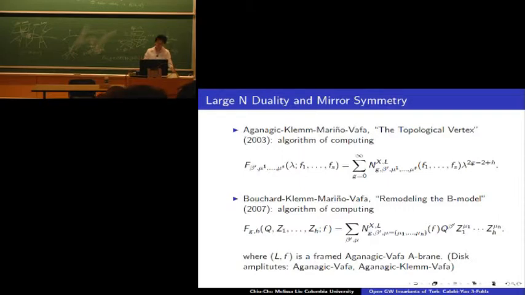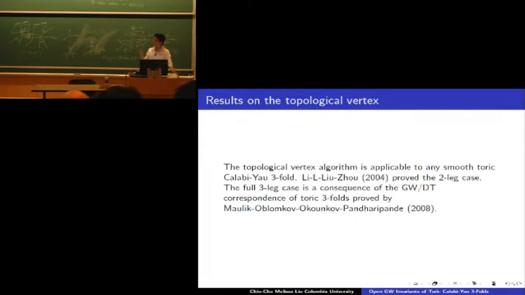So the first conjecture is proved mathematically. The topological vertex algorithm is applicable to any smooth toric Calabi-Yau threefold, and also formal toric Calabi-Yau threefolds. In geometric engineering, you will encounter formal toric diagrams, and they are all applicable. So the topological vertex can compute Gromov-Witten invariants for them. Many years ago we proved the two-leg case, and we got a formula which looks very much like the topological vertex in the full three-leg case, but we couldn't prove it in general. The full three-leg case is a consequence of the Gromov-Witten/Donaldson-Thomas correspondence of toric threefolds proved by Maulik, Oblomkov, Okounkov, and Pandharipande. If you specialize their result to the Calabi-Yau case, it is equivalent to the topological vertex.